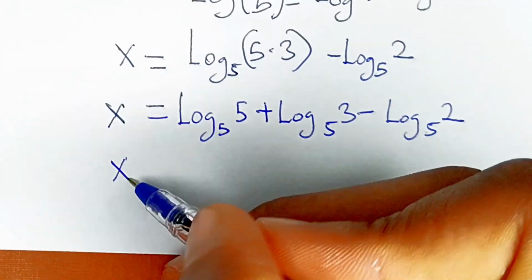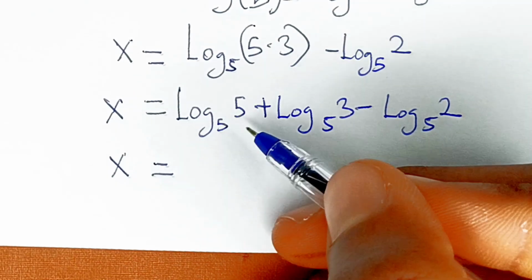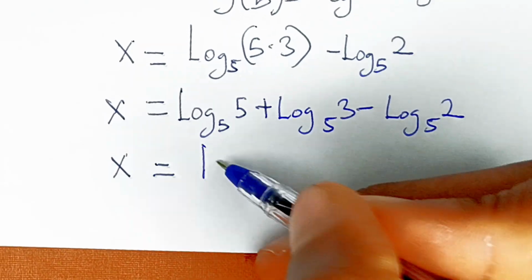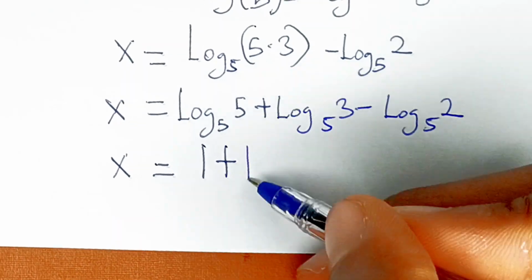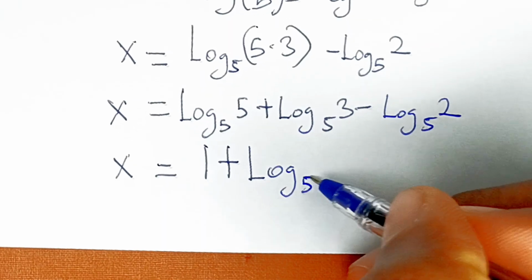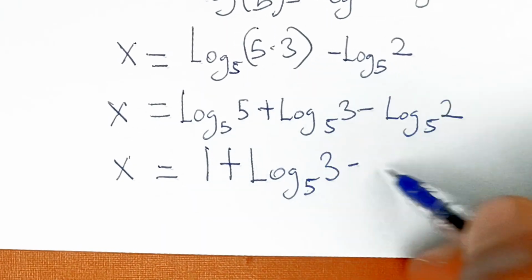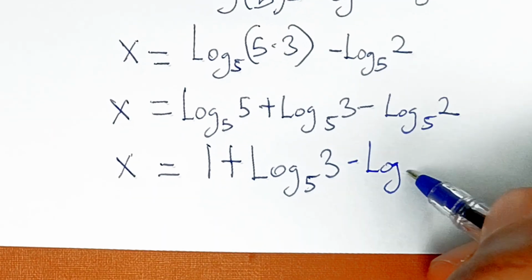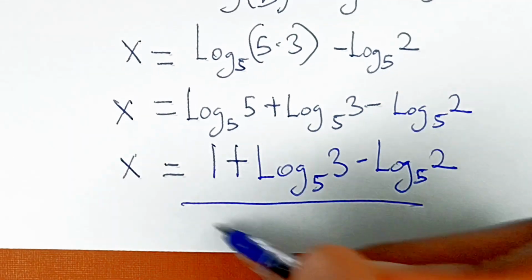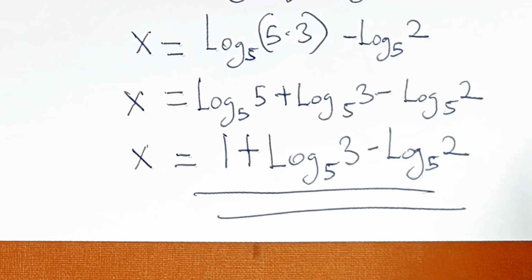Finally, our x here will become equal to logarithm to base 5 of 5, which is 1, plus logarithm to base 5 of 3, minus logarithm to base 5 of 2. Okay, so this becomes the final answer for x in this question.